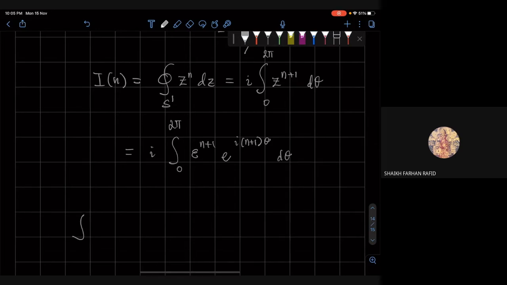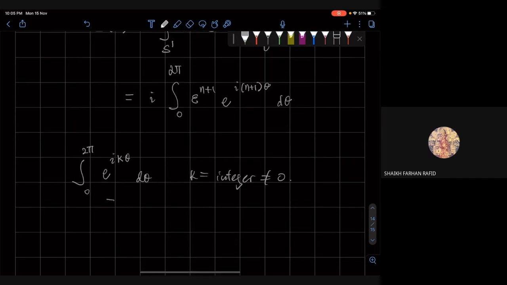Now notice that if I have an integral from 0 to 2 pi, and the integral is of e to the power I k theta d theta, and k is an integer but not equal to 0, then what is this integral? Can someone tell me? 1. Okay, someone else? Zero? Because I feel like you're integrating around a circle.